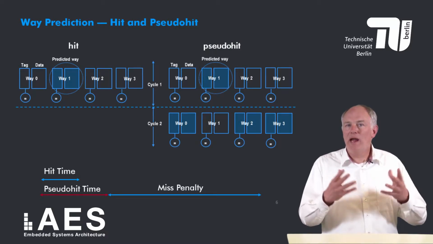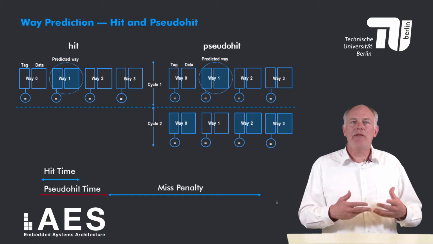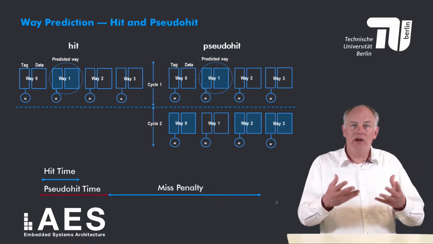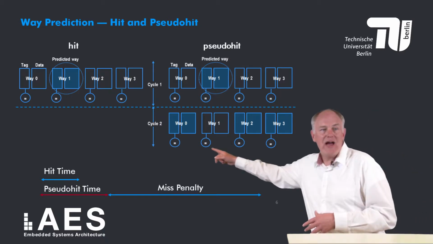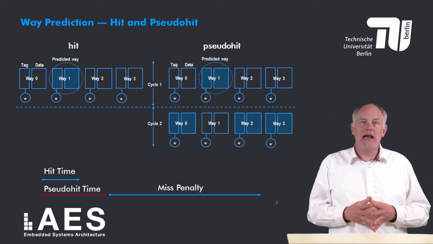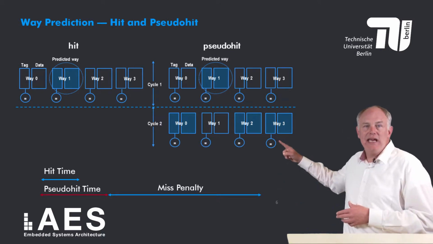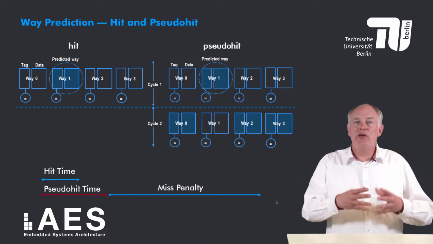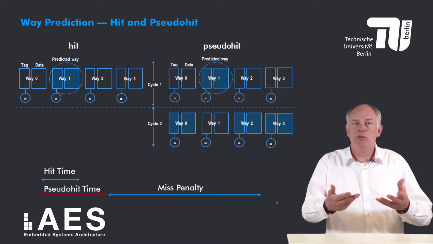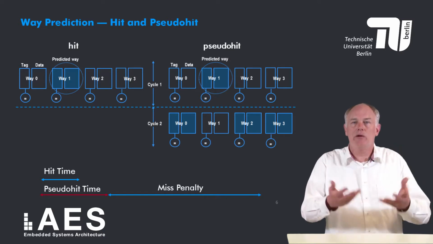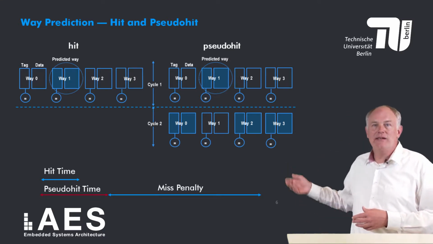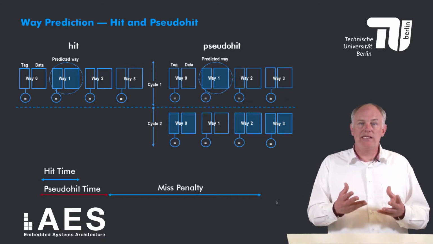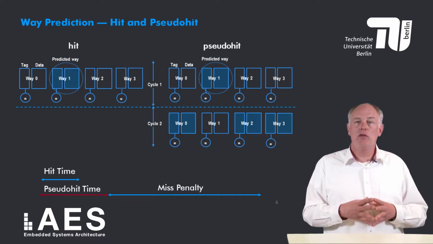One problem with way prediction is that now we can have a fast hit or a slow hit. If the prediction was correct, then we have a fast hit as shown here on the left. If the prediction was incorrect, then we need to activate the other ways. If we find the requested block in one of the other ways, we have a slow hit or pseudo hit as shown here on the right. When the requested block is also not present in the other ways, we have a miss and incur the full miss penalty.